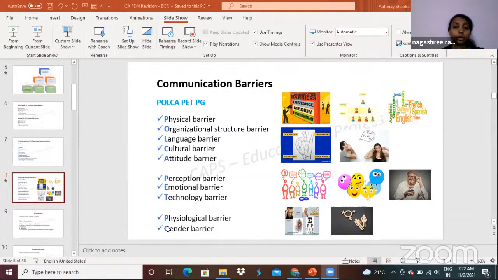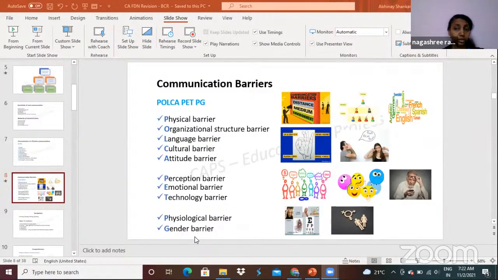PG, P is for physiological barrier. Now, when it comes to physiology, the term physiology refers to your human body. So whatever impediments or difficulties you're going through physically, those can act as a barrier. Example, if the person is not feeling well, or the person is blind, has poor eyesight, or can't hear properly, all those things act as physiological barrier.